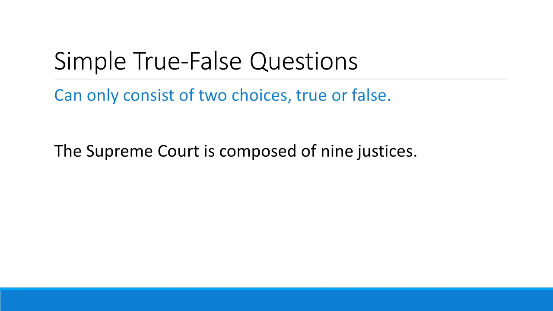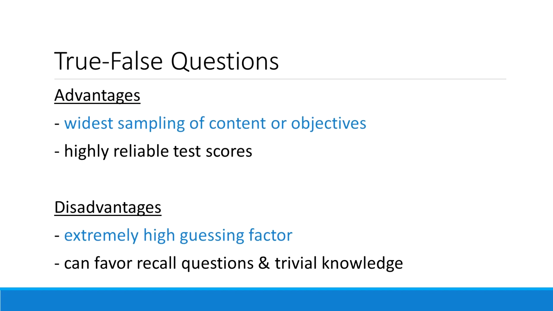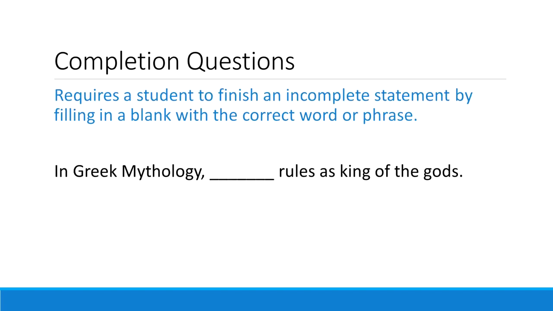True-false questions. They only consist of two answers, true or false, such as, the Supreme Court is composed of 9 justices. True or false. Advantages, again, a wide variety of content, and it is highly reliable. The disadvantages, you have a high probability that you can guess and get it right. You have a 50-50 chance of getting it right just by guessing. And again, it's the lowest level of Bloom's taxonomy. It is a simple recall of facts.